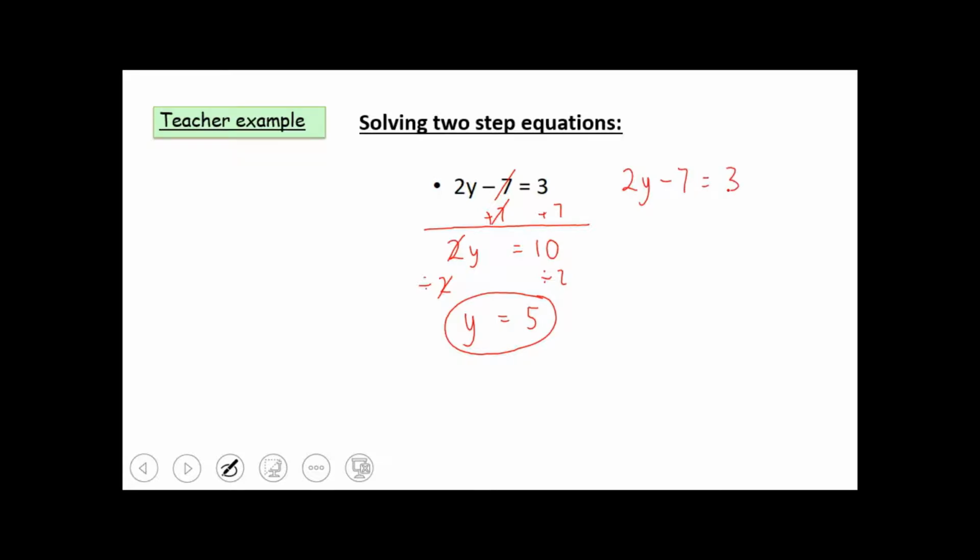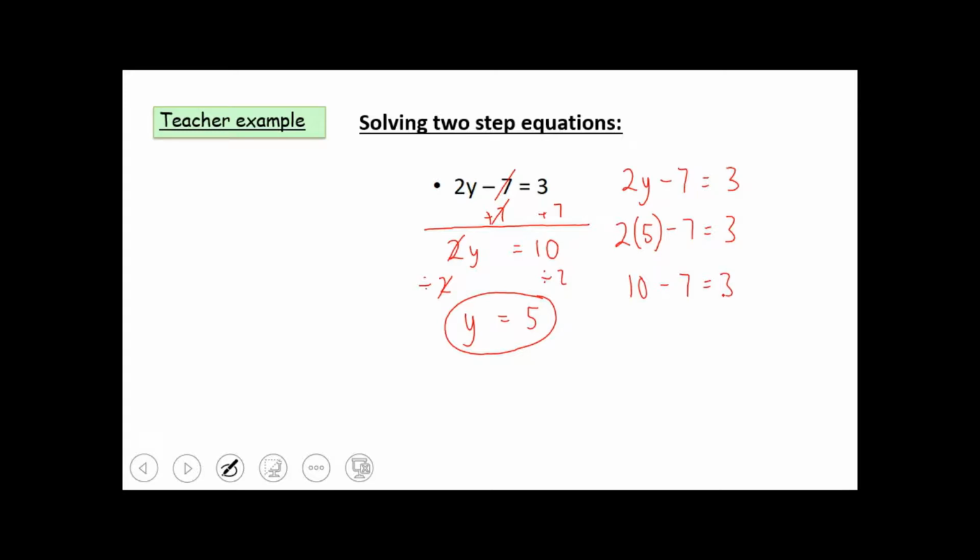Now what I want to do is replace the y with the 5. So I've got 2 here, replace the y with the 5, so it's going to be 2 with the brackets, close the brackets, minus 7 equals 3. If this is true, it's actually worked out for us. So 2 times 5 is 10, minus 7 equals 3. So I know that has worked out. So that's the mark for us up here.